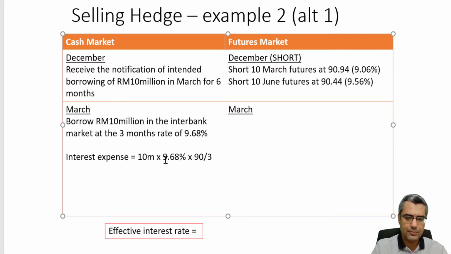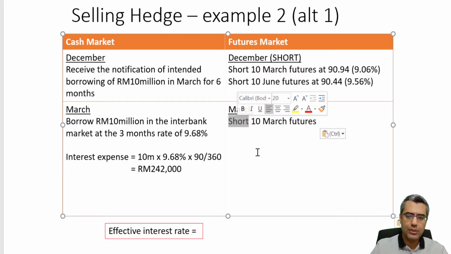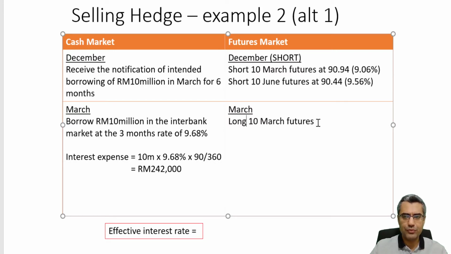You adjust it for 3 months, 90 over 360. This means that the interest expense is 242,000 ringgit, which is the interest on this borrowing. Now, in March, you need to close your position on the 10 March futures contract. So what you need is you just long 10 March futures at, now what is the rate?